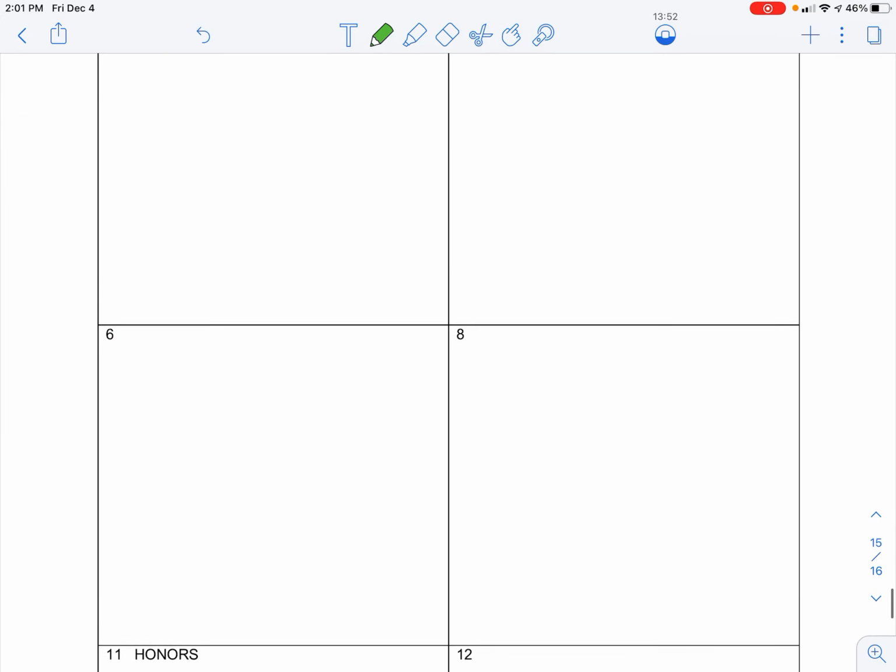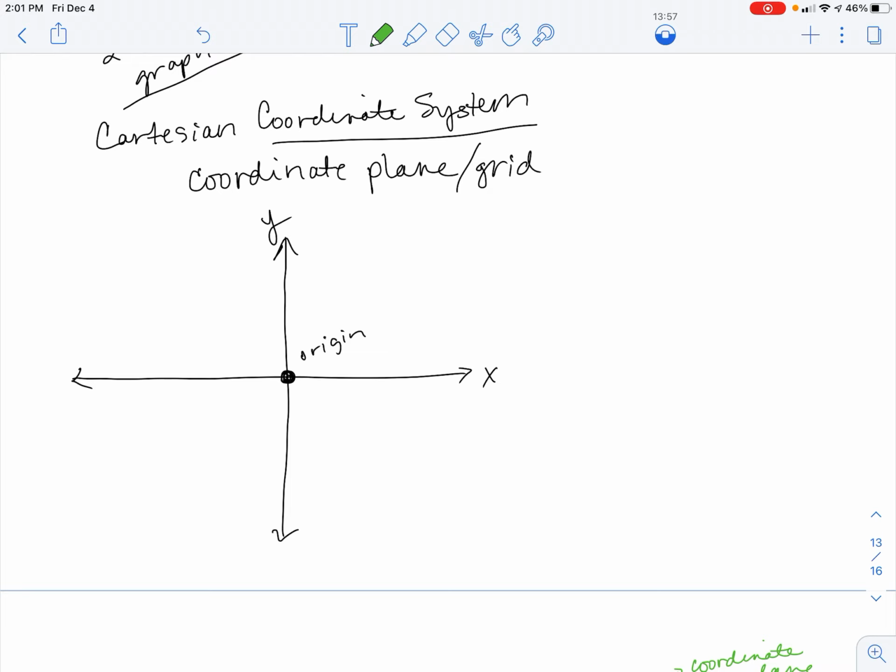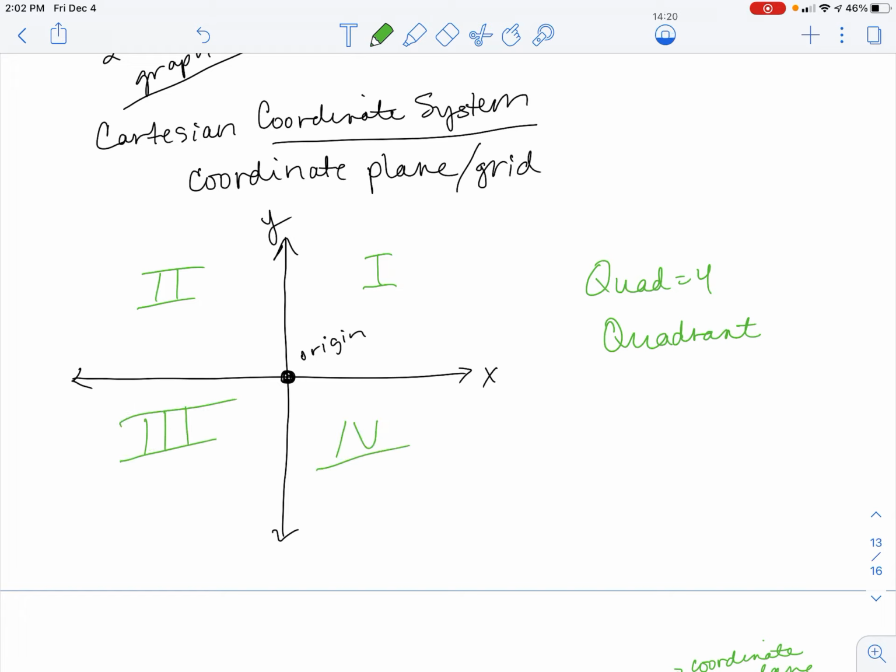I want to discuss very quickly with you, right here, there are quadrants. Quadrants means four. Quad means four. So a quadrant means that we have four of these on this coordinate plane. And interestingly enough, we don't count in the order you would think. We go counterclockwise. We start with quadrant 1 up in the upper right-hand corner, quadrant 2, quadrant 3, and quadrant 4.